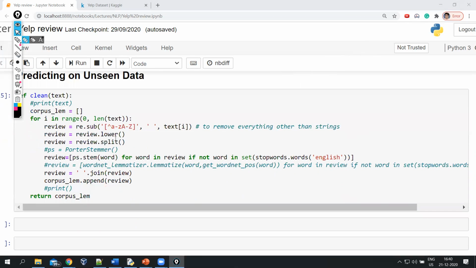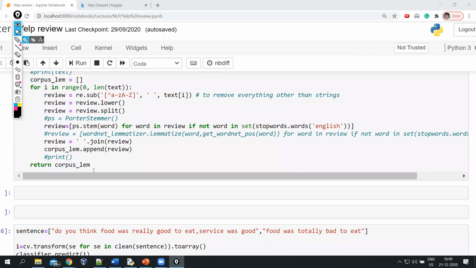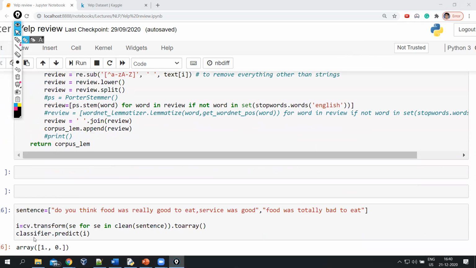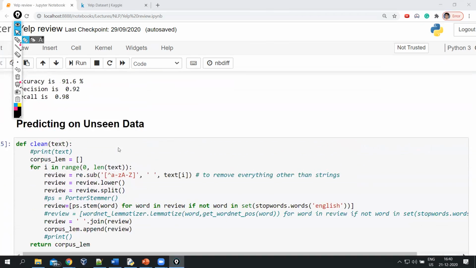Unseen means that if a new customer comes and gives a review, the machine should be able to predict it right or not. Same way I have done it here. You can see I have used cv.transform. This transform uses the features it learned from the dot fit function. Before this, I have used dot fit transform.